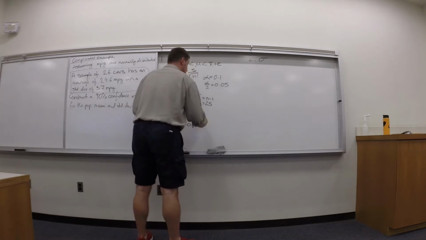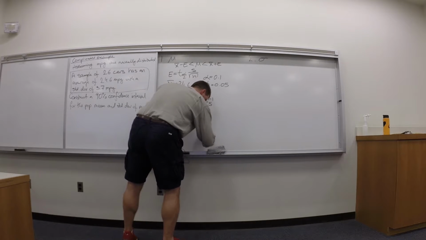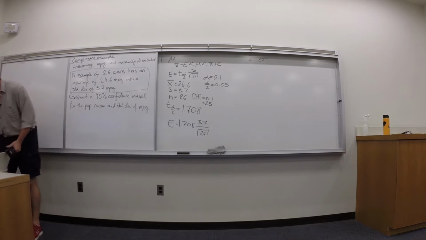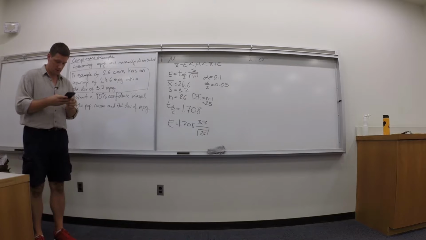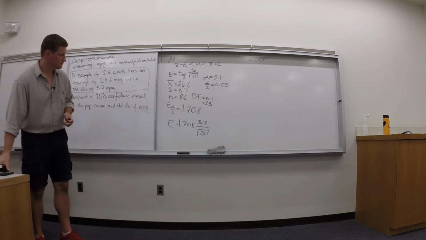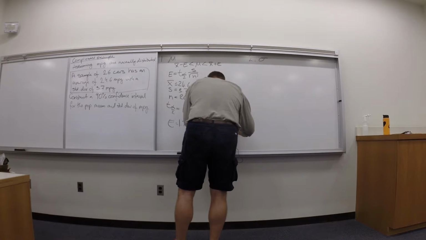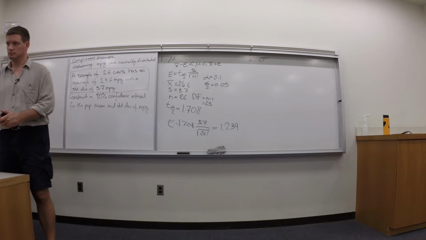E comes out to be 1.708 times S, which we had as 3.7, divided by the square root of n, which is 26. I got this. Yes? No?